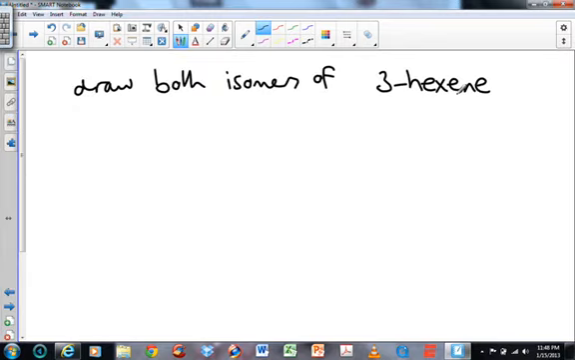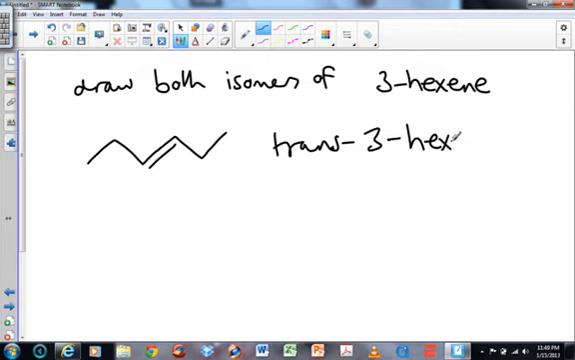So we can see hexene, 6 carbons, alkene on carbon 3. So 1, 2, 3, 4, 5, 6. There's our 6 carbons with the alkene starting on carbon 3. This is our trans 3-hexene. Now when we come to draw the cis 3-hexene, this is where we have to be careful. Okay, so we're going to go to carbons 1, 2, 3. We're going to draw on the double bond.